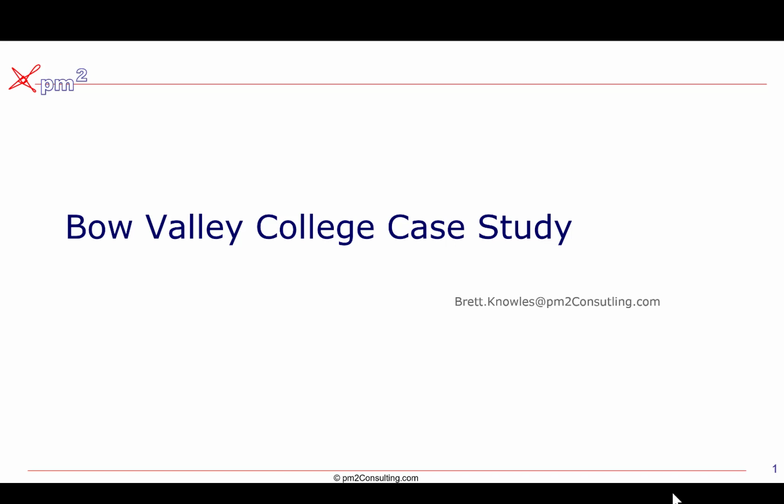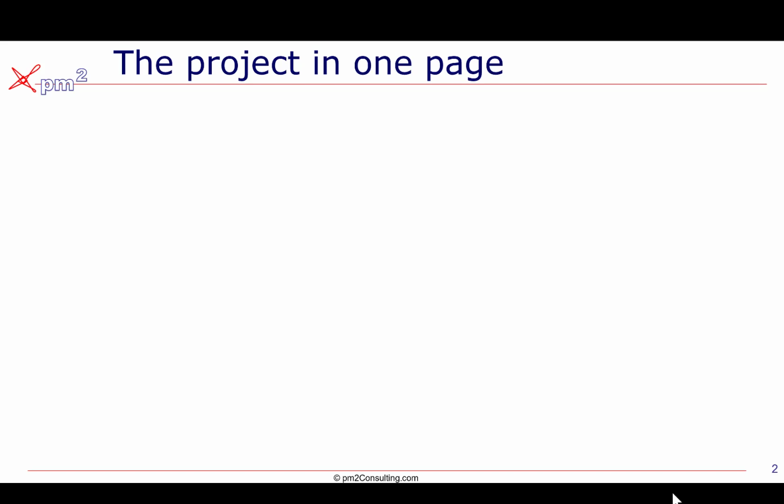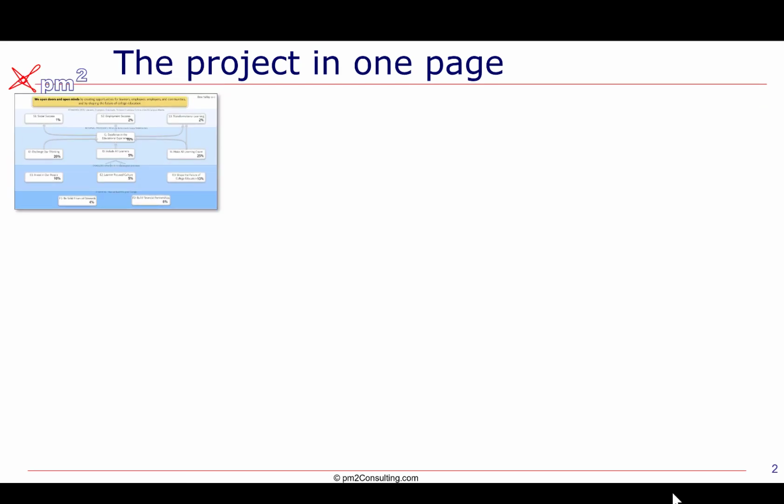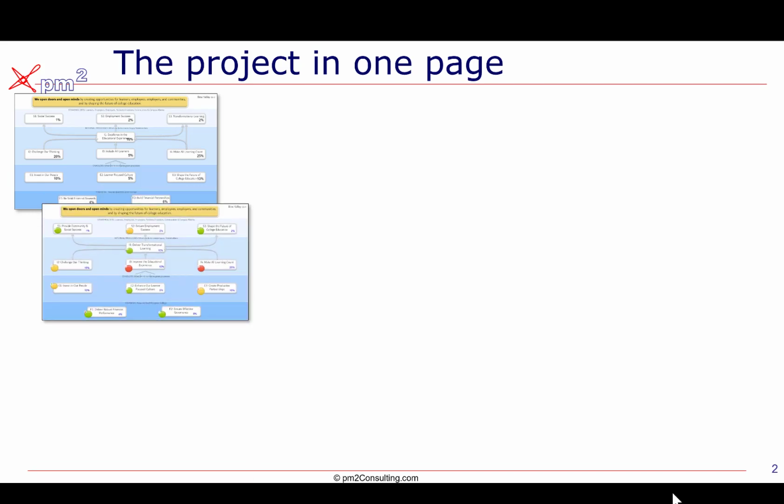This is a very quick overview of the Bow Valley College case study. What I'm going to do is summarize the week's work in just one page. Overall, what we did is we captured the organization's strategy and set strategic priorities. We then added key performance indicators against each strategic objective, which allowed us to understand how each was performing and understand all the associated strategic initiatives.